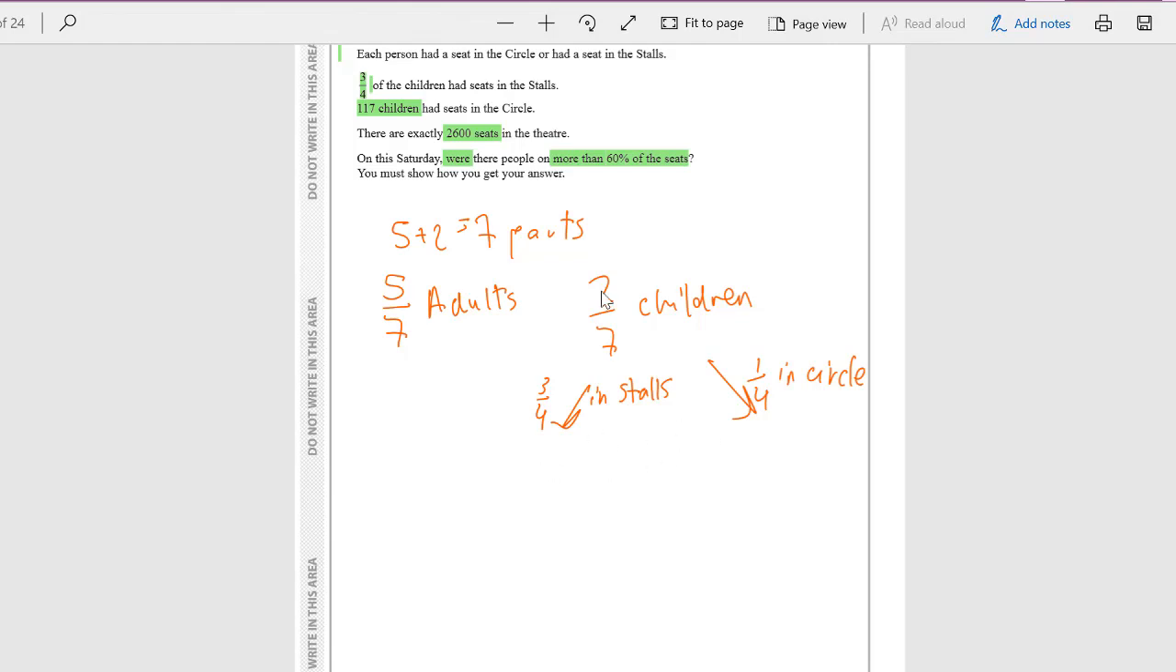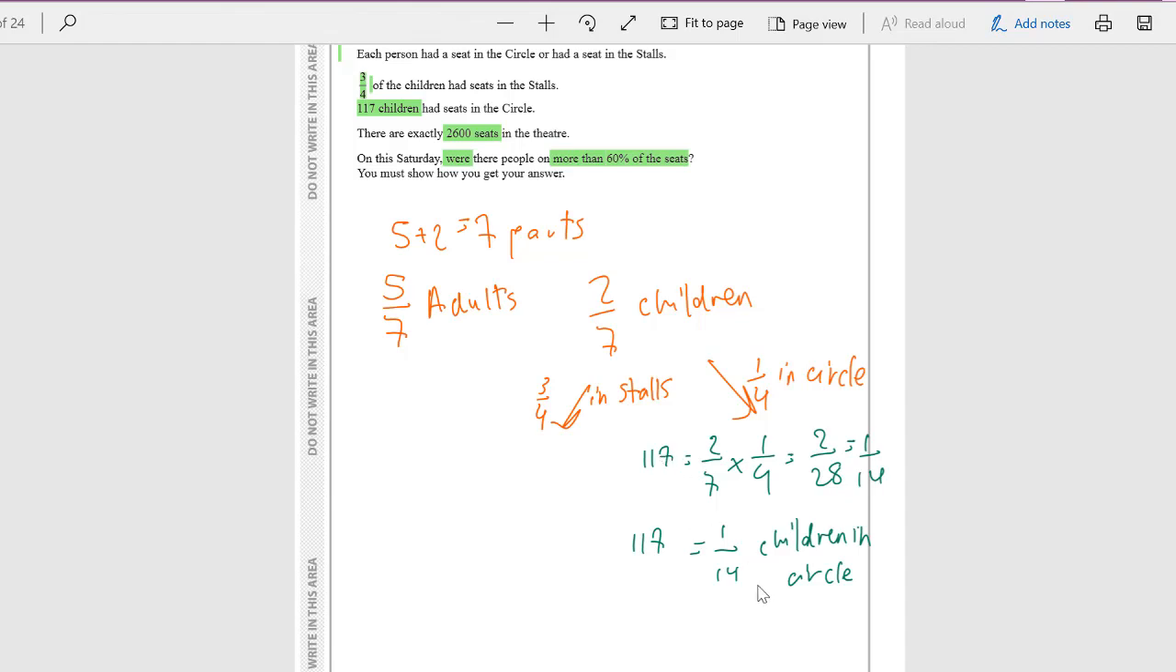If we multiply 2/7 times 1/4, we get 2/28, which simplifies as 1/14. So 1/14 of the people are children in the circle. And then we know that this equals 117 children in the circle. That number is given to us, so that should be equal to 117.